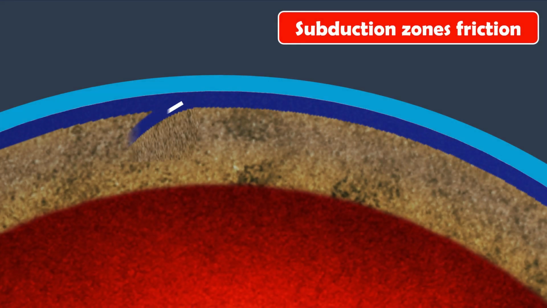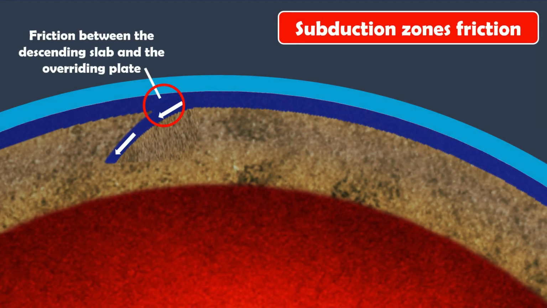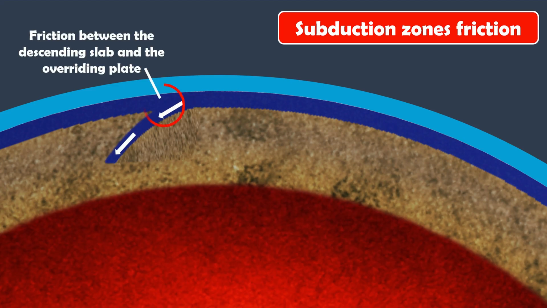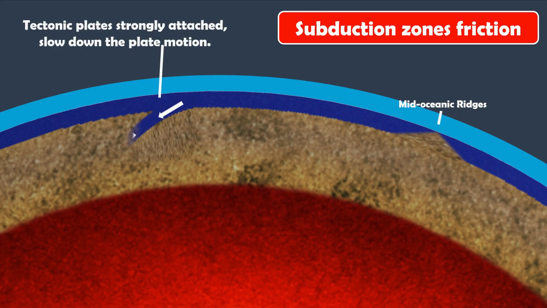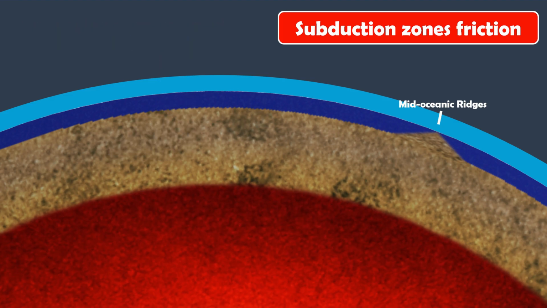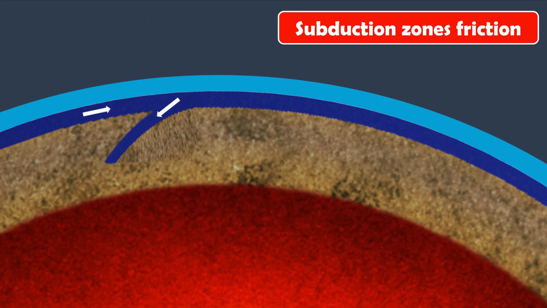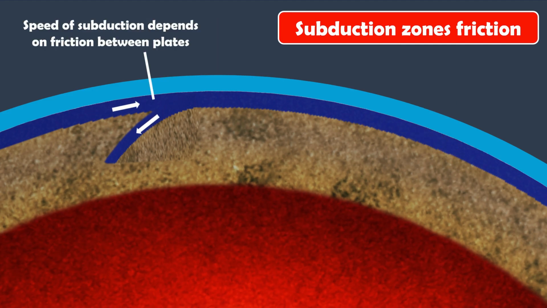There is another force, that is the resistance at subduction zones. Here, the friction between the descending slab and the overriding plate doesn't just generate earthquakes, it also affects how fast the plate can move. When the plates are strongly attached, they slow down the plate motion. On the other side, when the connection is weaker, the slab can slide more easily, allowing slab pull to dominate. So, the speed of subduction is really a balance between the force pulling the plate down, and the friction trying to hold it back.